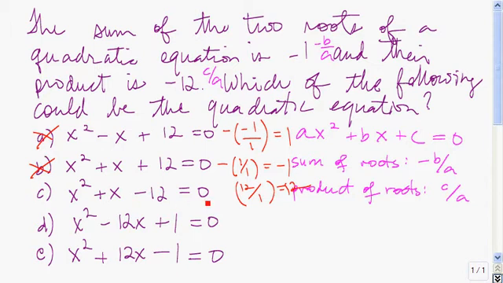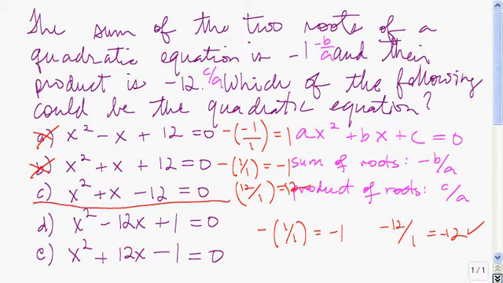Okay, the third one, c. If we do -b divided by a, we get -1 over 1, which is -1, which checks out. And if we do c divided by a, we get -12 divided by 1, which is in fact -12. So c checks out. C is the quadratic equation whose two roots have a sum of -1 and a product of -12.